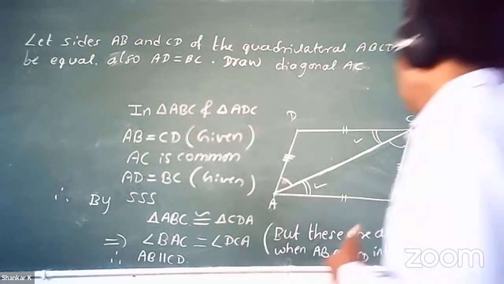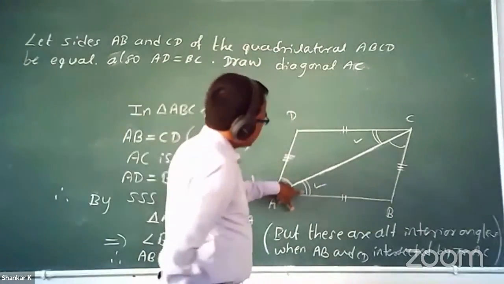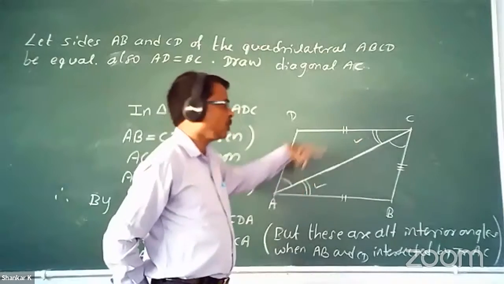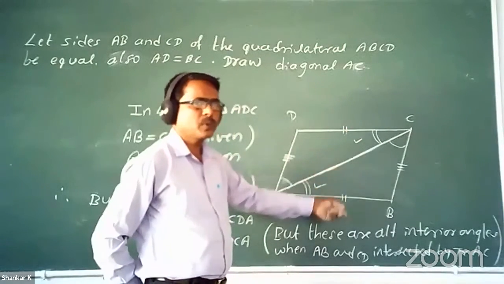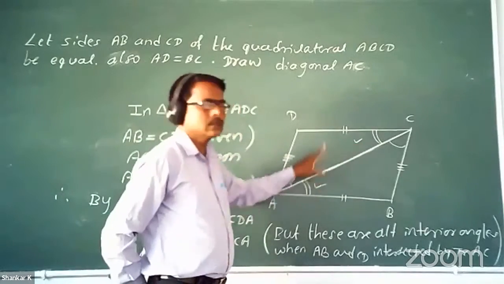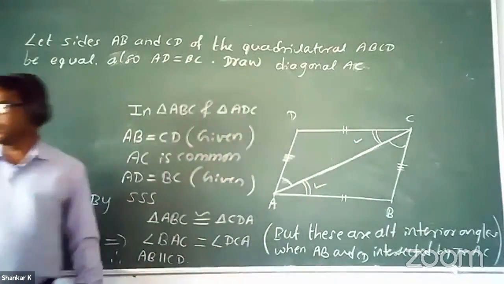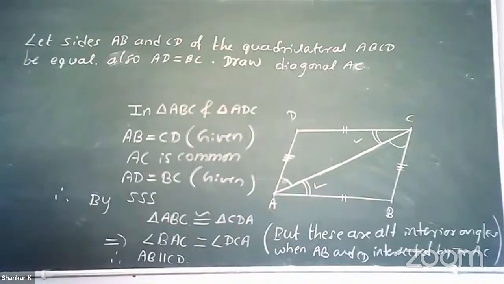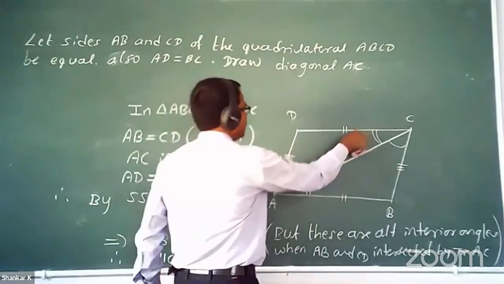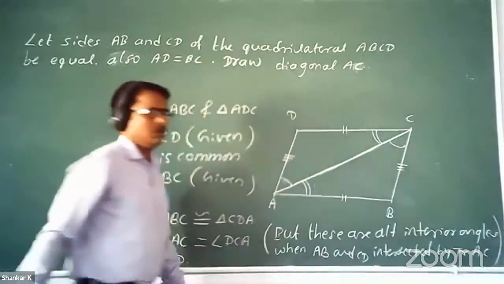Here, one more thing. I have drawn two markings, these are equal. But before proving, these are not equal. We have to prove them. For your understanding, I have drawn like this. These markings, before proving, those are actually not equal.